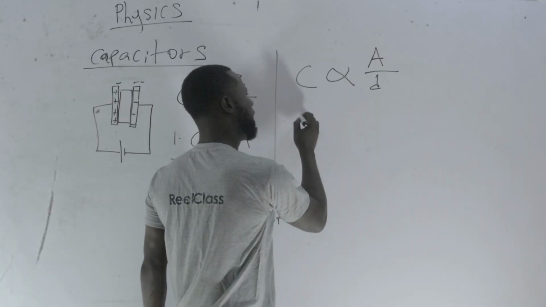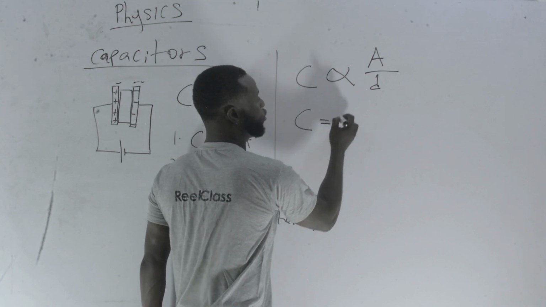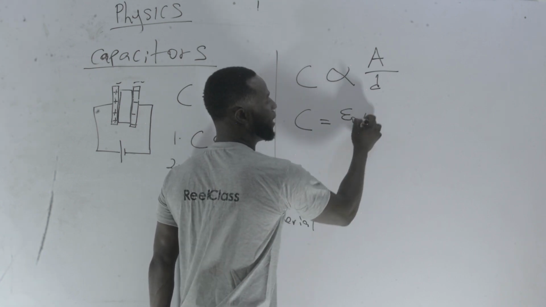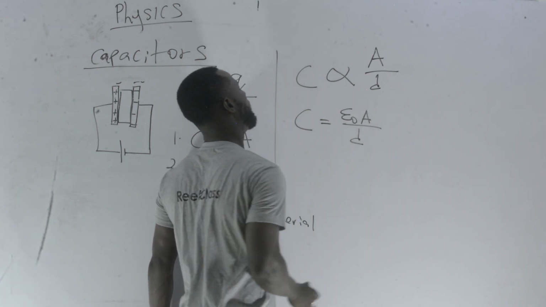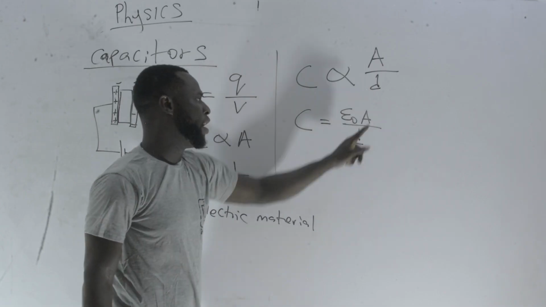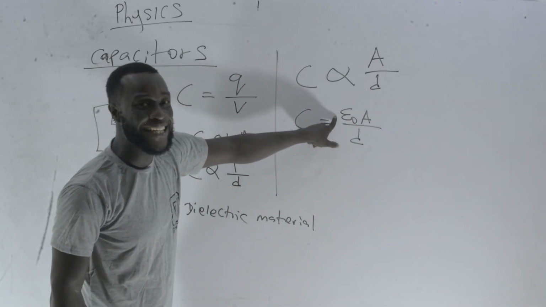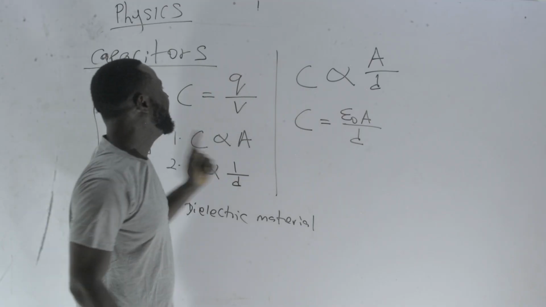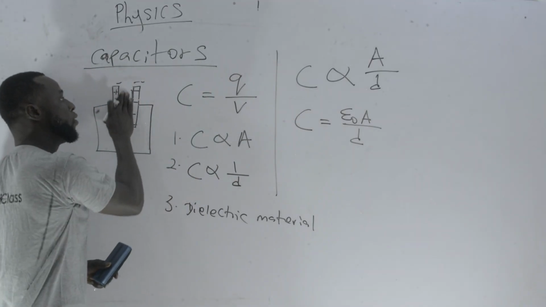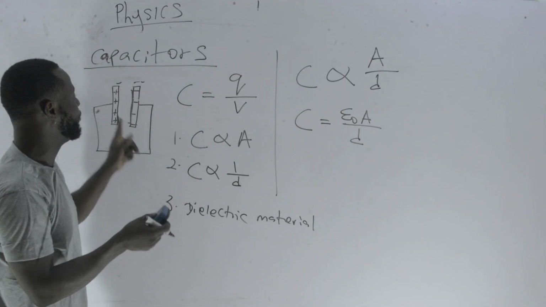Introducing a constant, I will say capacitance is equal to the permittivity of free space, ε0, times A divided by d. Now recall that A is the area of the plates and d is the distance between the plates. This ε0 is the permittivity of free space, that is when there is an air gap or there is a vacuum between the plates.